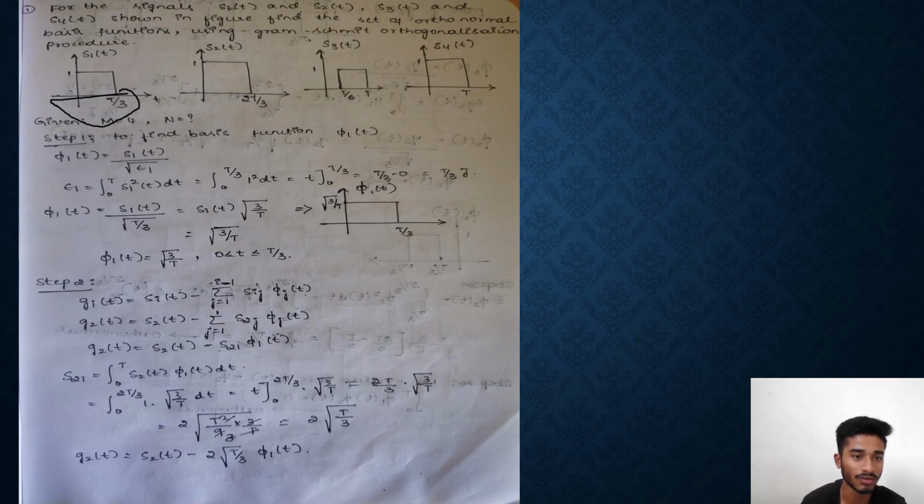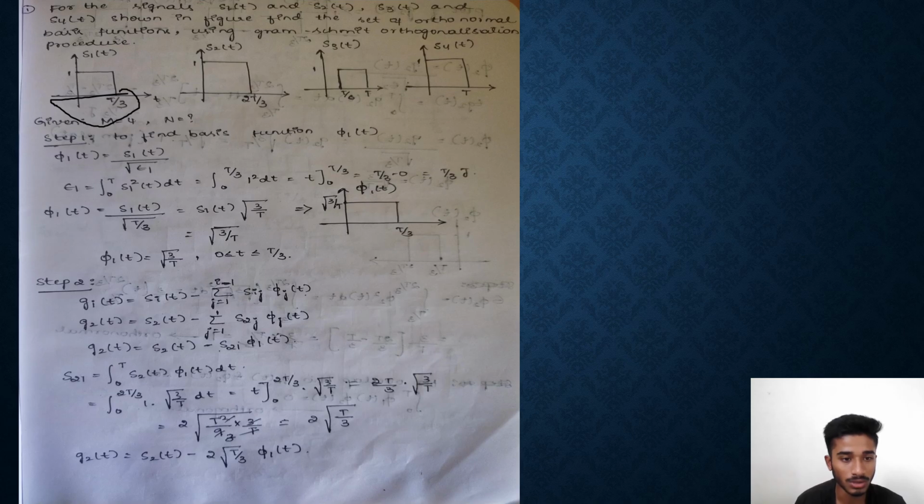Now we are calculating psi 1 of t. Psi 1 of t is equal to s1 of t, and substituting the value of E1 in the denominator, which is root of T by 3, this is equal to s1 of t into root 3 by T, which is equal to root 3 by T. So psi 1 of t is equal to root 3 by T, and the range is 0 less than or equal to t less than or equal to T by 3. So let's go to step 2.